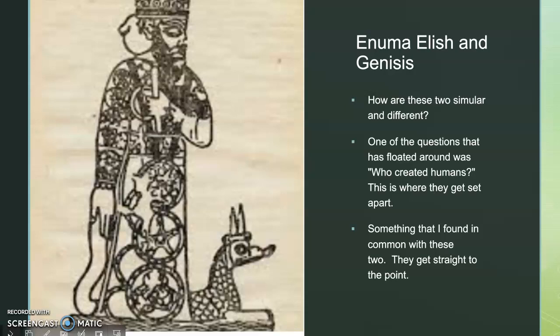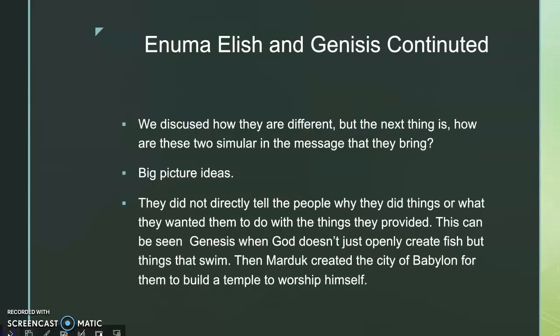One thing that they had in common was that they get straight to the point. They don't beat around the bush. If it's not relevant, they don't care. They are all about the big picture ideas. They did not want to directly tell people why they created things or what to do with the things that they provided. This is seen in Genesis when God doesn't just openly create fish, but things that swim, because that can lead to things evolving or just be up to the creativity.